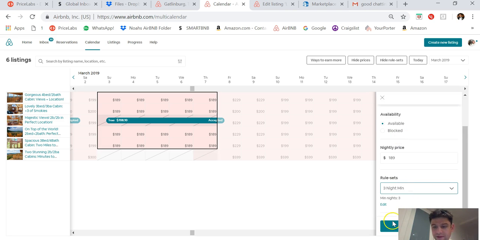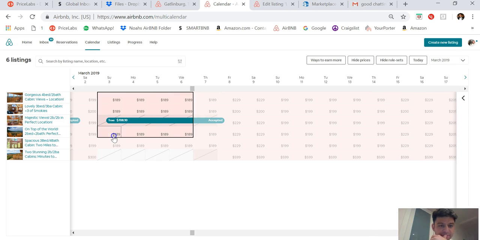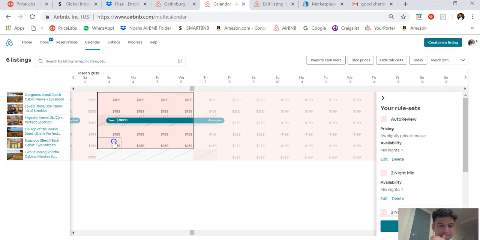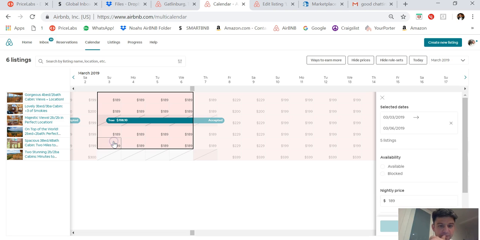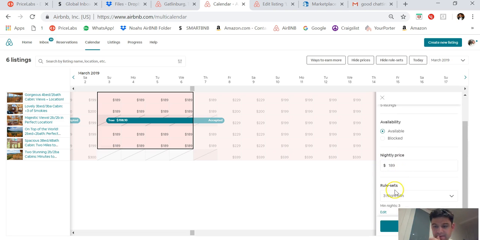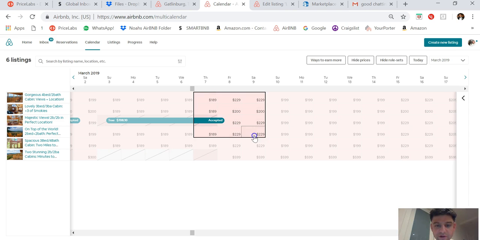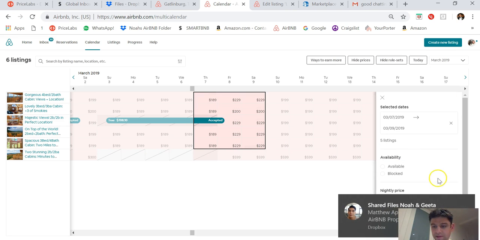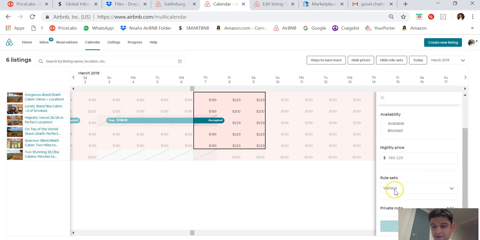We'll do a 3-night min. We can increase the minimum night stay a little bit. Sorry, let's do a 3-night min from Sunday until Wednesday, and then on Thursday, Friday, Saturday, we'll do a 4-night min. We'll see if we can get some of these longer bookings, like long weekend bookings. Okay, play around with that.